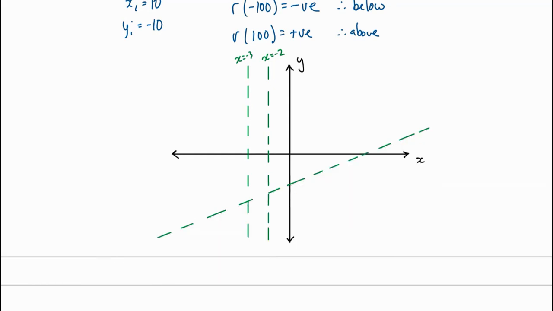Okay, y equals x minus 10. That's positive 10, that's negative 10. The only reason to label those is just to make sure that everything is on the right side of everything else.